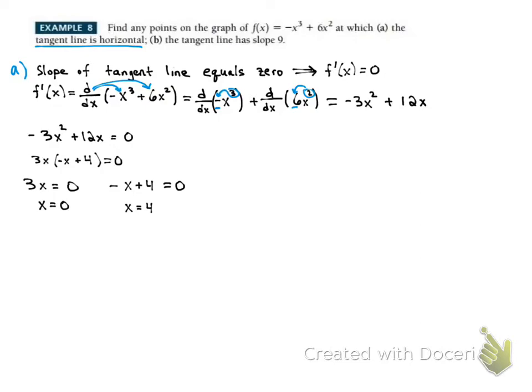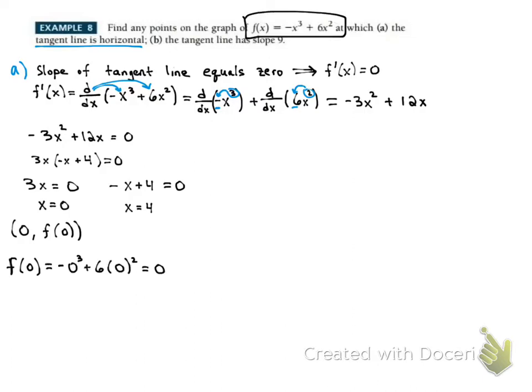Now they asked us to find points on the graph, so we need to find coordinate pairs. So now we're going to find the corresponding y value for these coordinate pairs. So we know x equals 0 corresponds to the ordered pair 0, f of 0. So to figure out what that ordered pair is, we need to figure out what f of 0 is. So f of 0 is just whatever value we get when we plug 0 into our original function, which just gives us 0. So we have the ordered pair 0, 0.